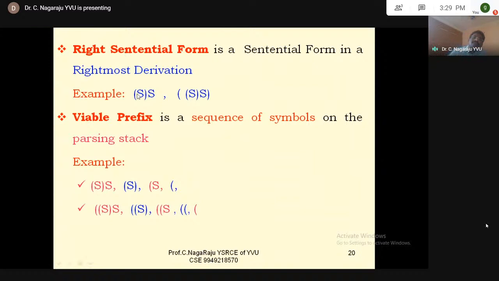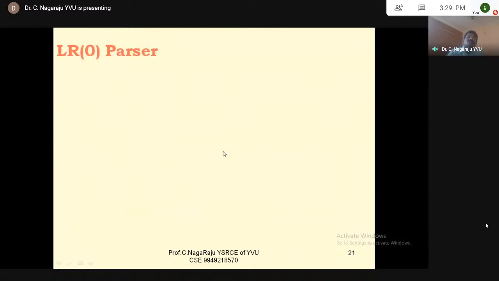Suppose when you take this, for example, you see how to push these characters into the stack. That means we can push in reverse order. Viable means feasible. A viable prefix is a sequence of symbols on the parsing stack. Suppose you take this within the bracket, S of S. This can be evaluated from this 1, 1, 2, 3. Suppose bracket, from left to right we can parse like this. Now we will construct the LR parsers and see what it requires.